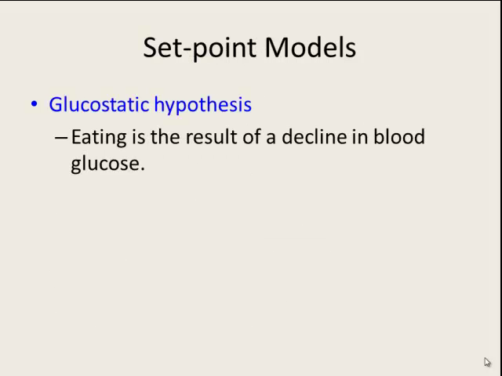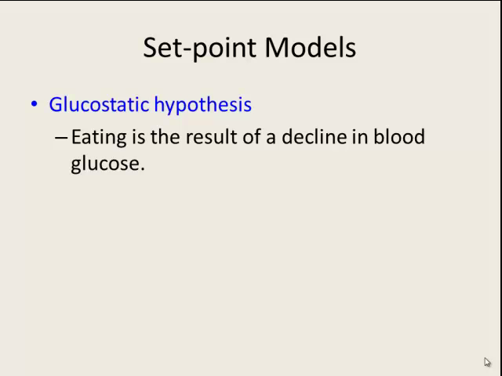So let's go over some of the ways that we keep homeostasis, that we keep that balance of sugar. And these are called set point models. And one of the most common and well supported is known as the glucostatic hypothesis.